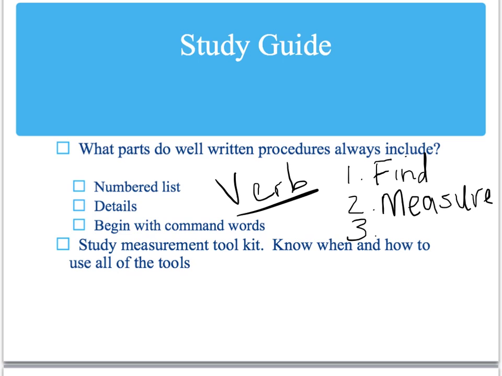Okay, also you need to study that measurement toolkit that's in your notebook. You need to know when and how to use all the tools. So for instance, if you need to find mass, what tool are we going to use? If you need to find volume, what tool are we going to use? When we go to find volume, reminder, and this talks about this in the textbook.